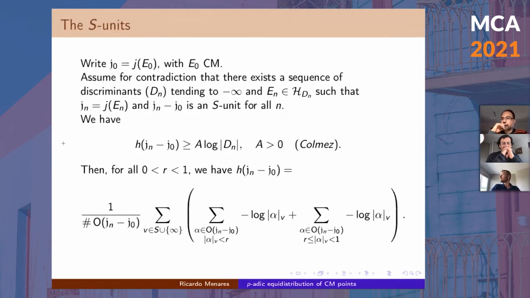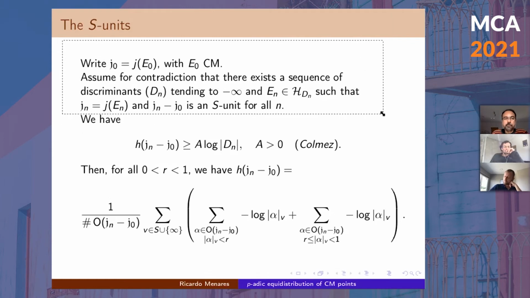I will focus for the rest of the talk, so I don't want to be over time, on how to apply our equidistribution theorem to prove this statement about S-units. This will be kind of publicity of how to use equidistribution statements for Diophantine questions. This is essentially Habegger's strategy, so I will explain that.